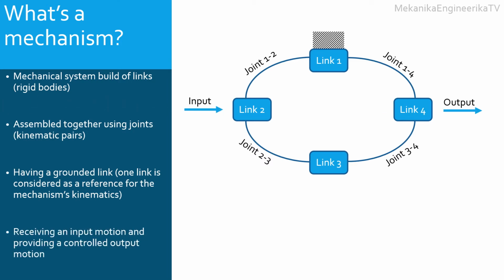A mechanism receives an input motion. This means that one link, or more, will be controlled by an external source of energy. In response to this input, the mechanism will move in a completely determined and controlled way. The output is the motion of one link, or more. A mechanism is a kind of motion transformer. It receives an input motion and it gives back another output motion.